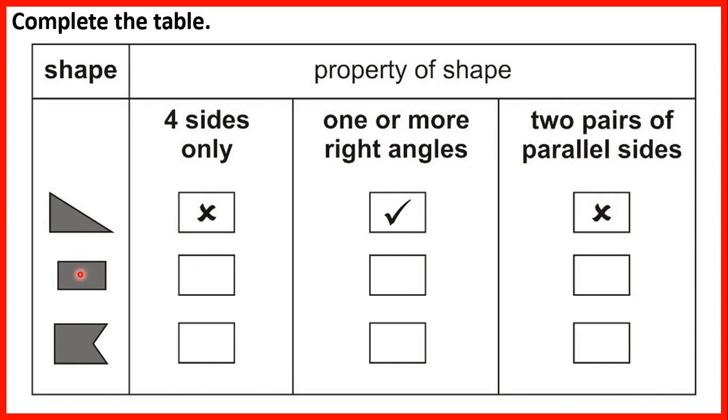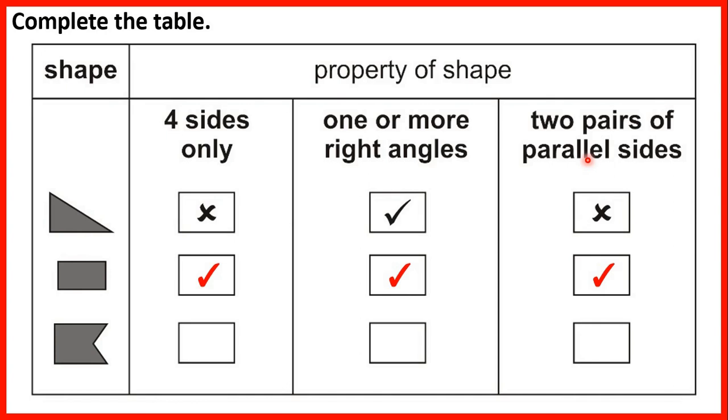So let's look at this rectangle. It has 4 sides and it has 1 or more right angles. With a rectangle, we have 4 right angles. It also has 2 pairs of parallel sides, because the top and bottom lines, if we extended them, would go on forever without ever crossing.